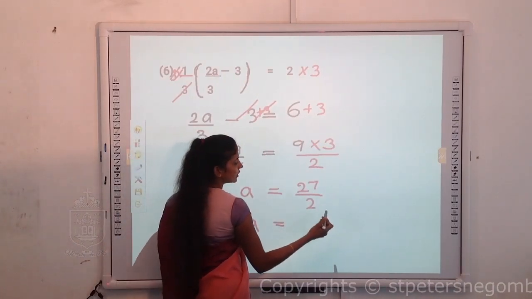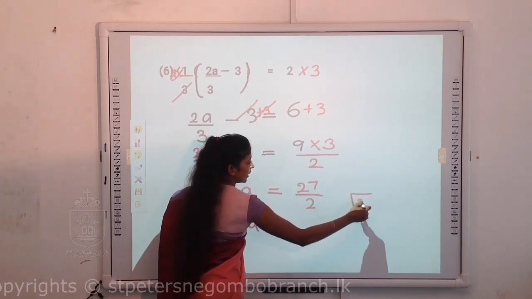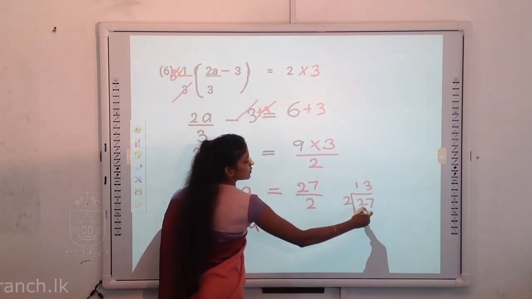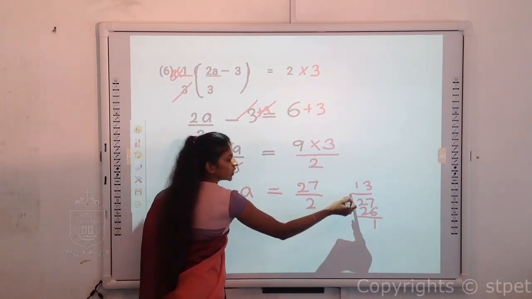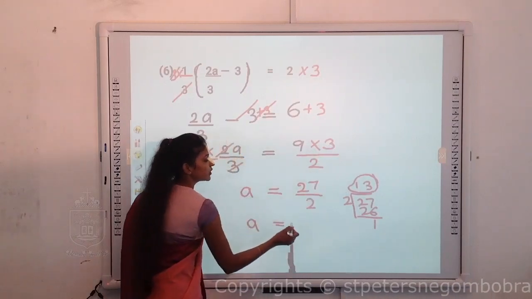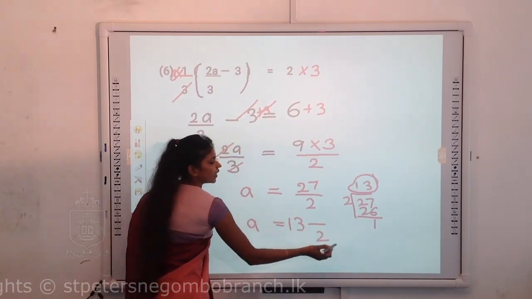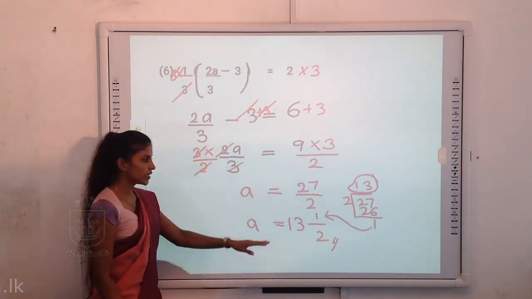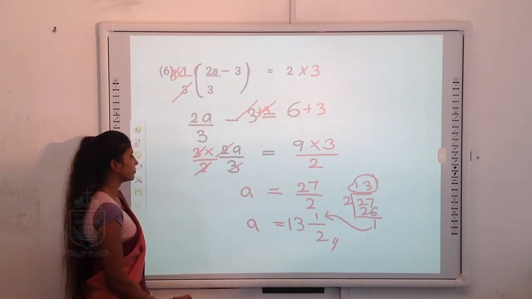So you know, in converting it into a mixed number, you can divide and see what is the remainder here. 27 divided by 2, 13 times 2, you know that is 26, remainder 1. So this quotient will become the whole number, denominator will remain same, and this remainder will come up as the numerator. So don't leave the answer as an improper fraction. So always convert it into a mixed number.